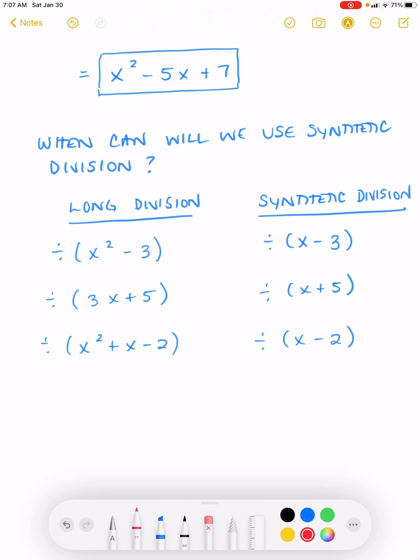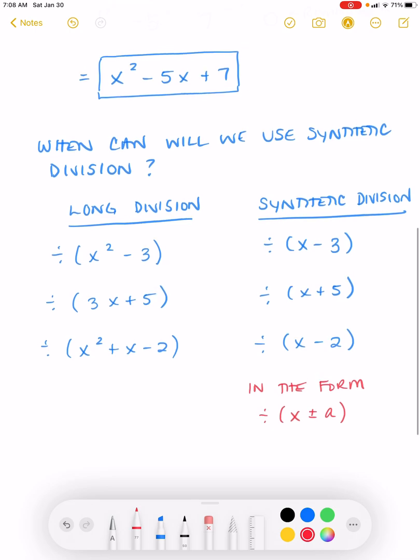And so what we see about our synthetic division is we're going to use synthetic division when the divisor is in the form of x plus or minus some number. So we want the divisor to be a binomial, and we want the divisor to have a coefficient of 1, and the divisor is going to have a degree of 1. So we're going to divide by a linear binomial with a coefficient of 1.